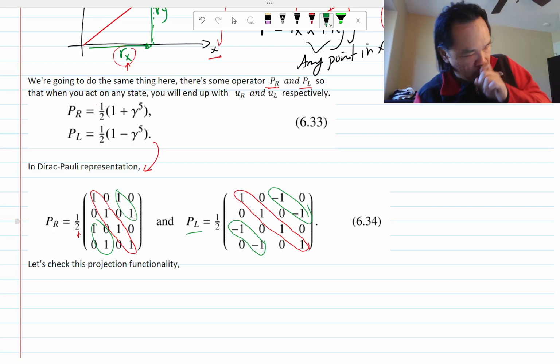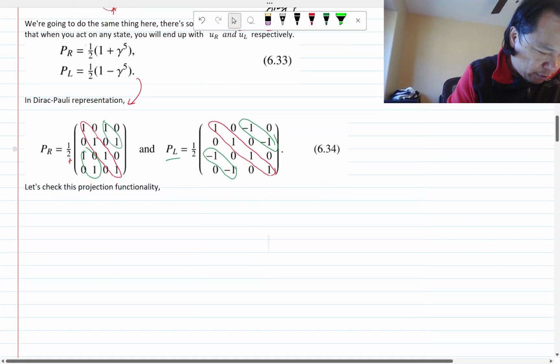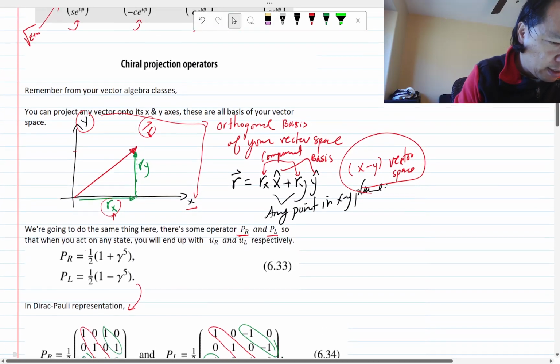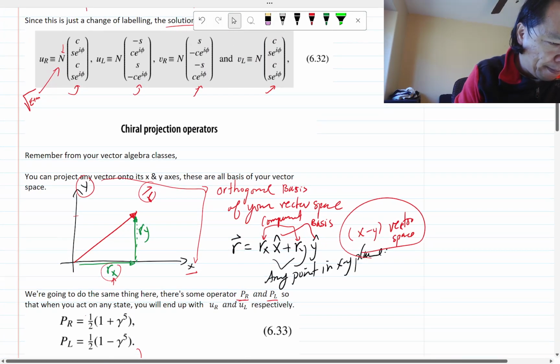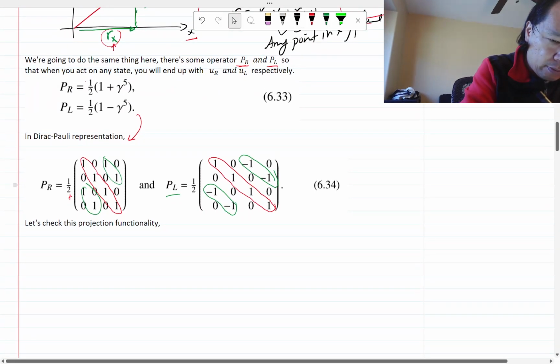All right, so let's check the functionality of this projection operator. Let's see what it does to an arbitrary chiral state. That was the plan. And you get to practice. I'm going to do this with the right, and you're going to get to practice this with the left.